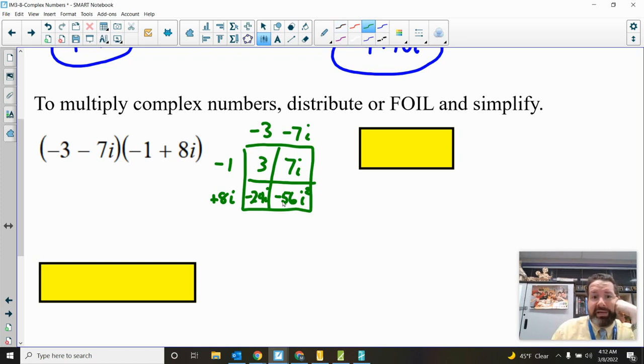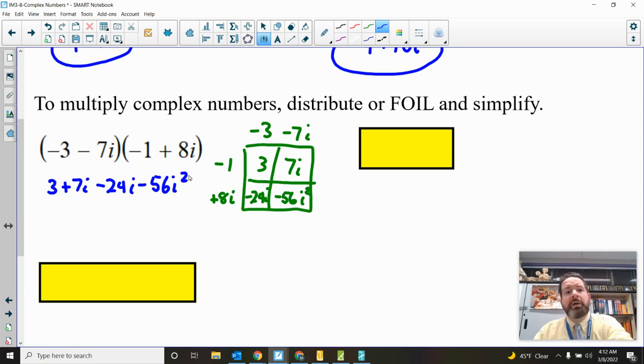Let's write out what we have now. I'm going to add together these 4 boxes. So I've got the 3 plus the 7i minus the 24i minus the 56i squared. I recommend doing this. When you see i to the second, that is the same thing as the number negative 1. Remember, that was part of the definition of how i works.